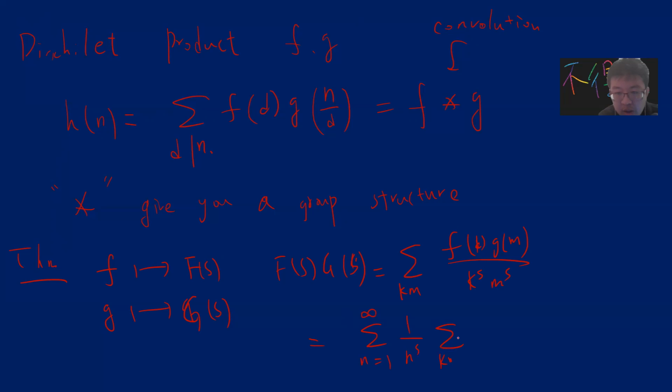So it becomes the sum over km equals n, of f of k, g of m, over n to the s. This just combines km to be n, with n from 1 to infinity, and you sum this up. If you see, this is just the Dirichlet product f star g, right? So this guy is actually H of s, considering this h. This tells me that the product of Dirichlet series gives the Dirichlet series of the Dirichlet product.